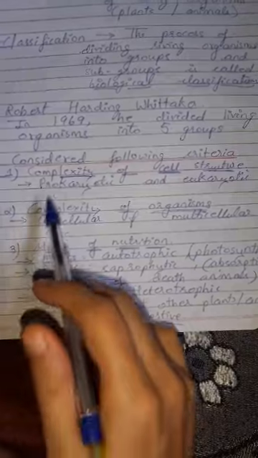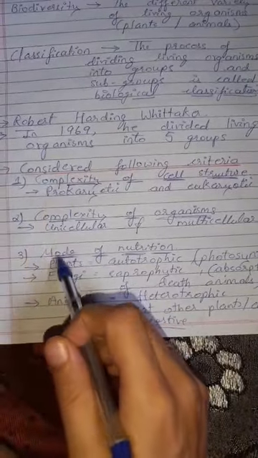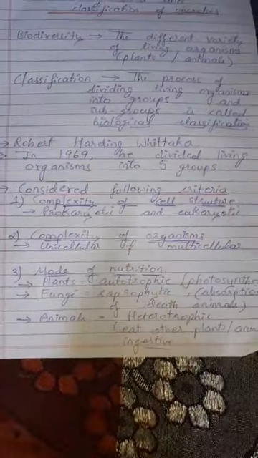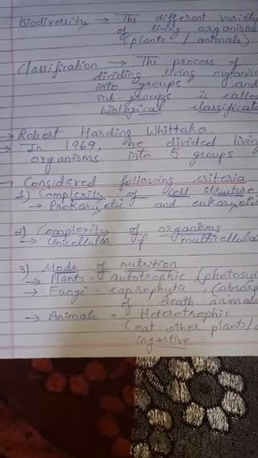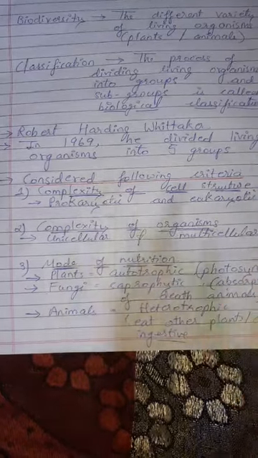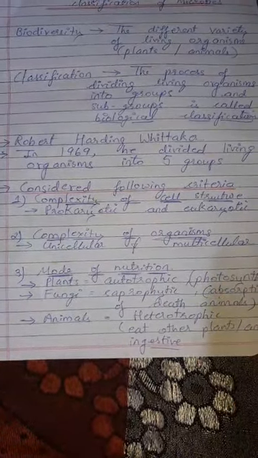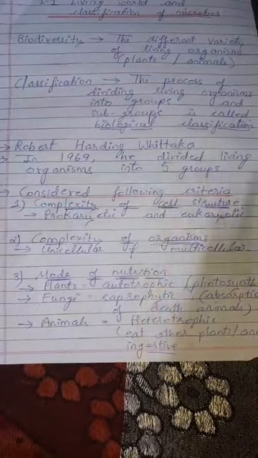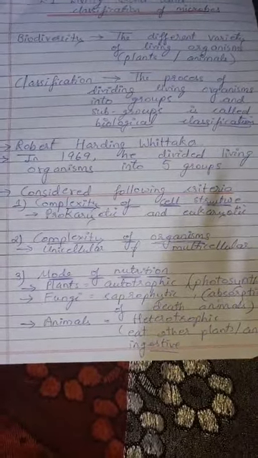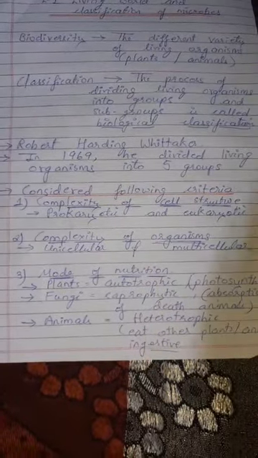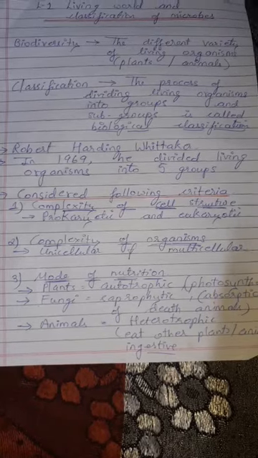So, the first criteria that Robert Whittaker considered is complexity of cell structure. Children, you have to remember one thing. Robert Whittaker gave this classification for all types of living organisms that are present. He did not just study animals and plants, he studied everything. So this criteria is applicable for both plants and animals and even for microorganisms.